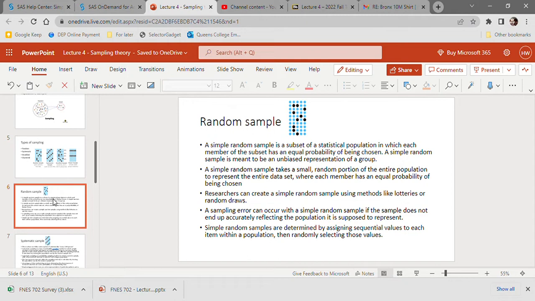We take a small random portion of the population to try to represent the entire population, or to extrapolate out, or to get a sample of the population and hope that it is representative. Researchers can create a simple random sample using methods like lotteries or random drawers. A sampling error can occur when a simple random sample does not end up accurately reflecting the population it is supposed to represent.